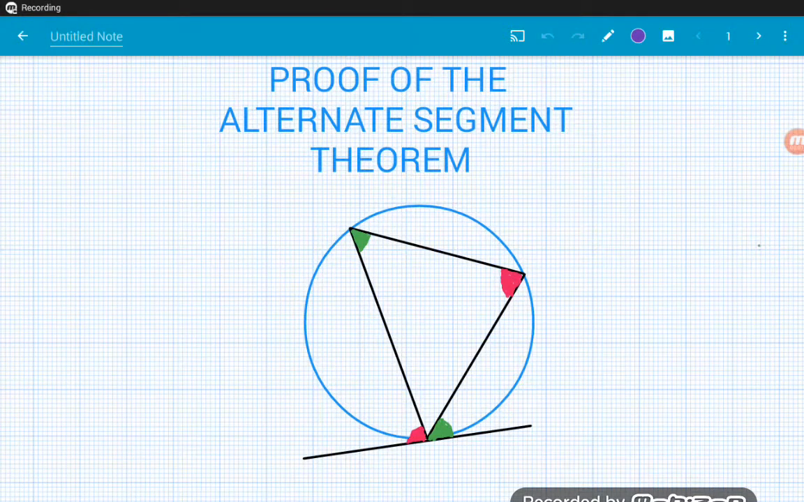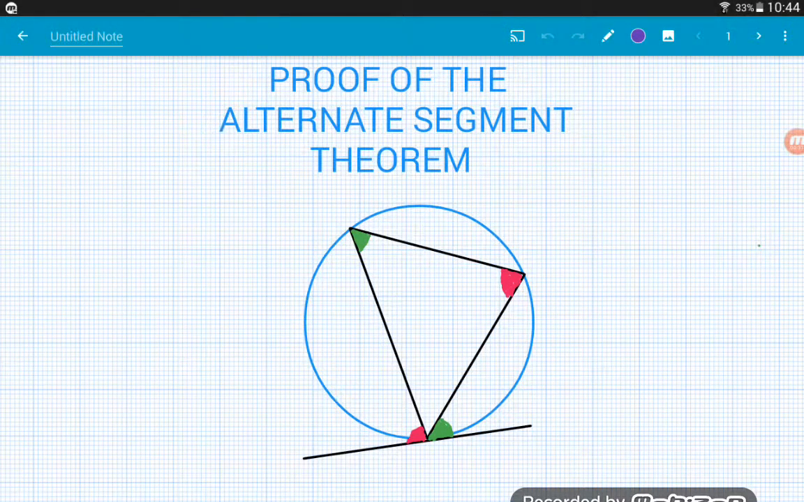Another circle theorem proof here. This time we're going to take a peek at proving the alternate segment theorem. Now the alternate segment theorem says that when we have three chords inside our circle that form a triangle, and we have a tangent meeting one of the vertices of the triangle, then the angle formed at the intersection point is equal to the angle in the alternate segment.